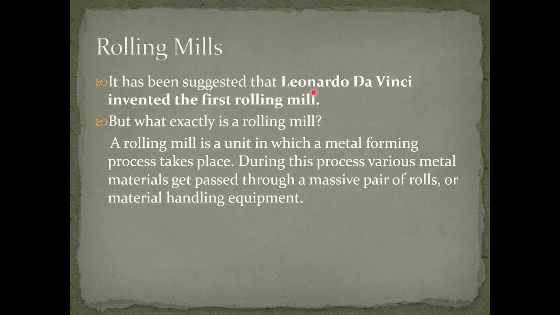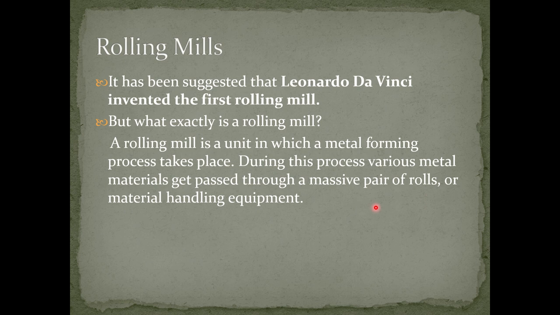Now we are going to see rolling mills. Before that, the question arises, what is really a rolling mill and who invented this rolling mill? The answer is, it has been suggested that Leonardo da Vinci invented the first rolling mill. But what exactly is a rolling mill? The rolling mill is a unit in which the metal forming process takes place. During this process, various metal materials get passed through a massive pair of rolls, or the material handling equipment.